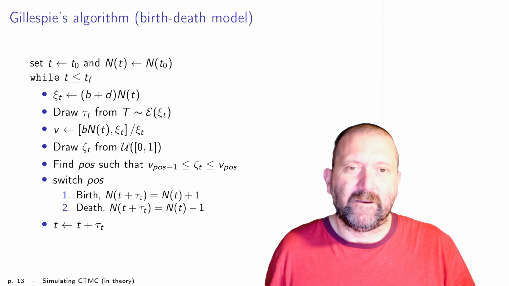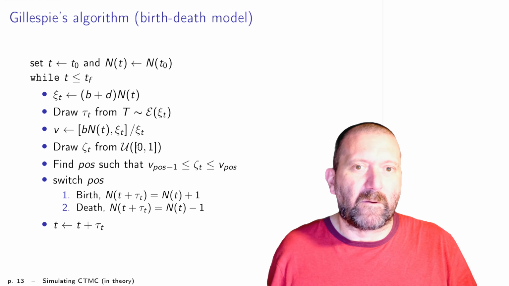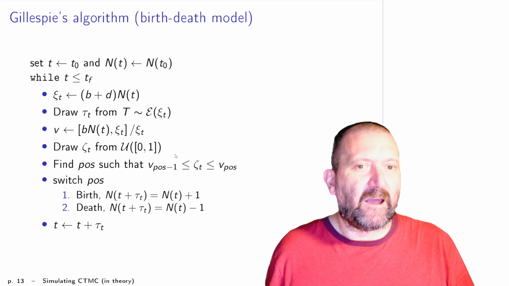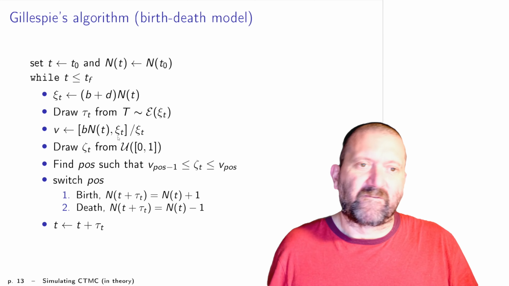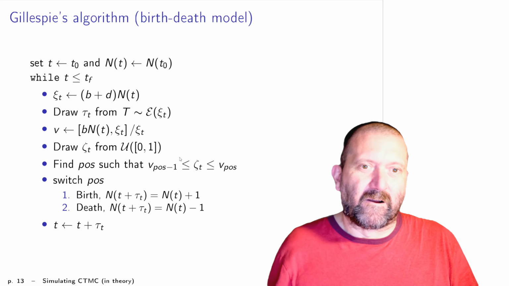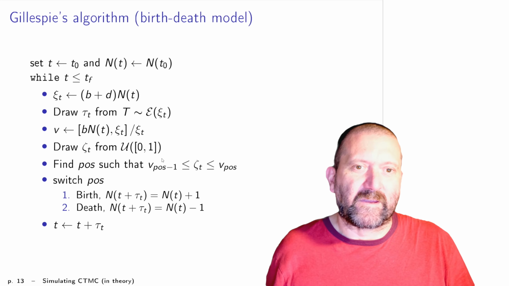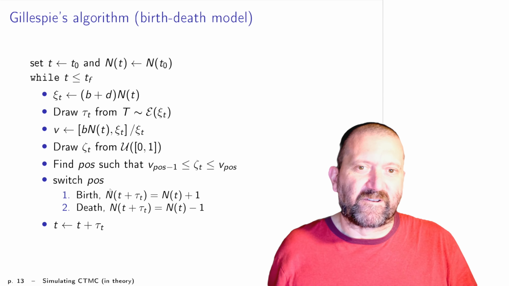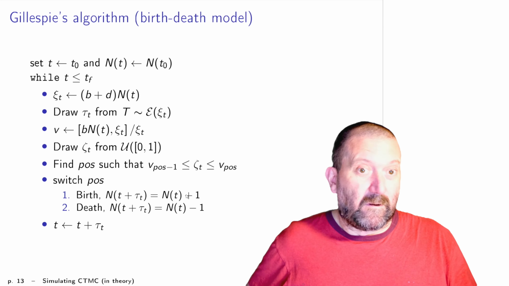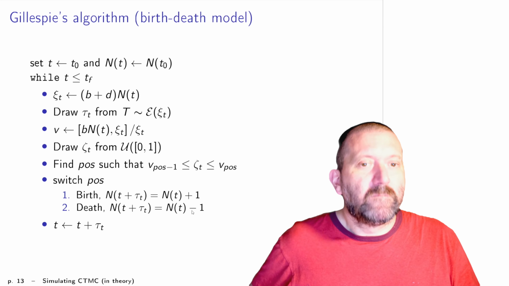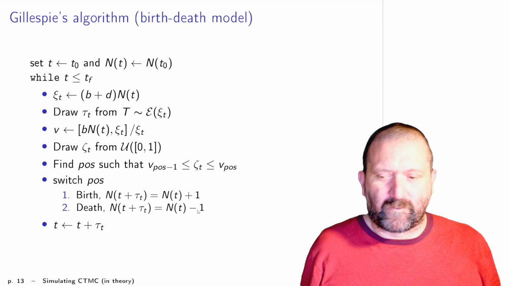Essentially, we're dividing here. We draw a random number from 0, 1, and we find the position in this vector such that the random number that we have is between the two positions. And depending on whether we have 1 above or 2 a def, this is what we have.